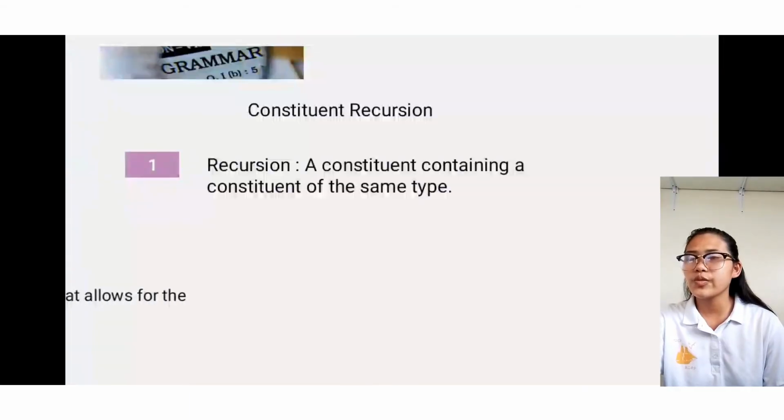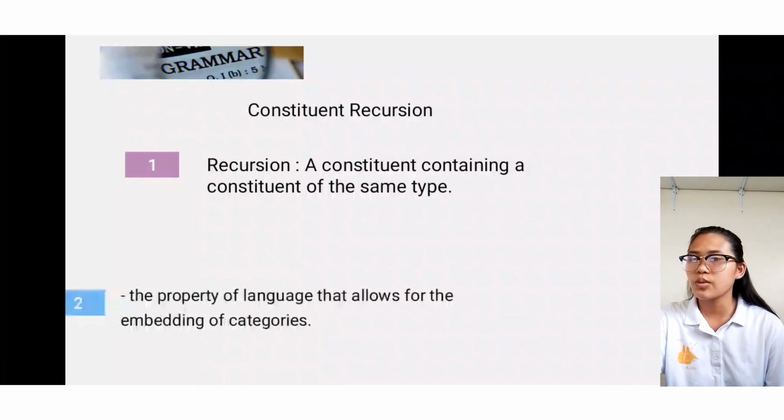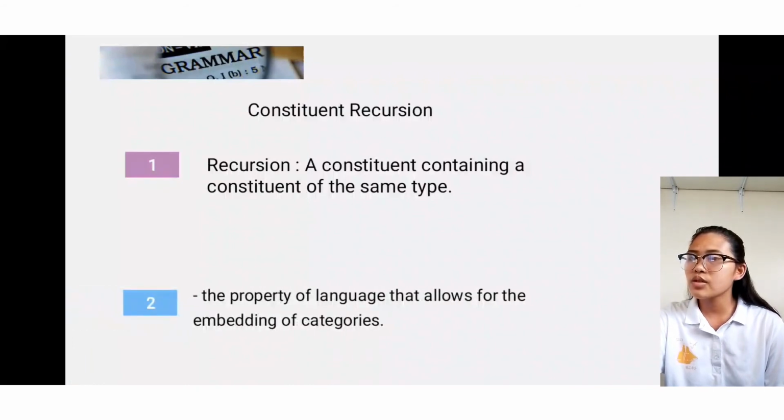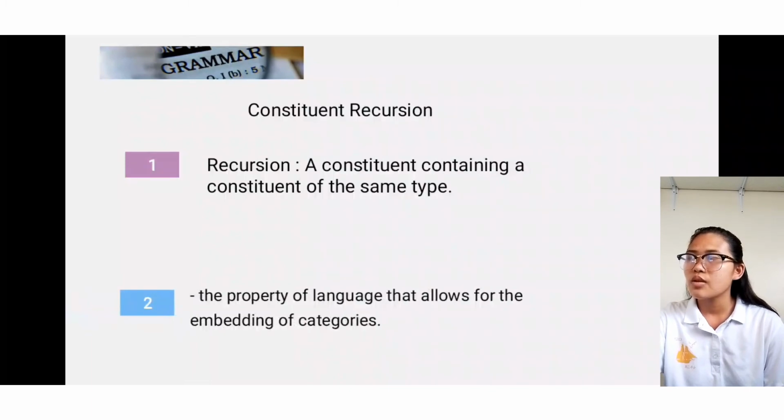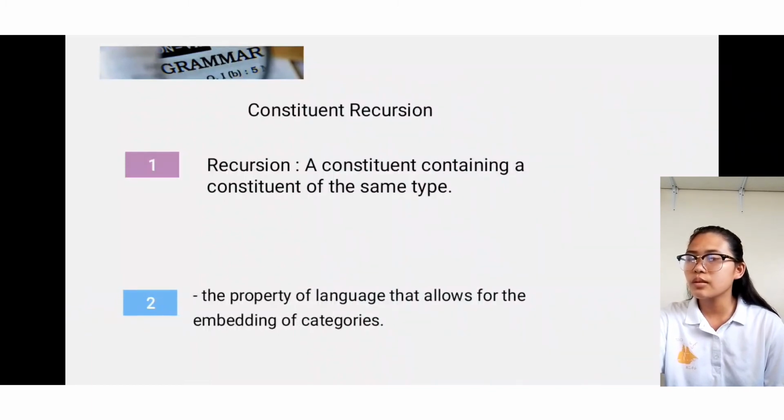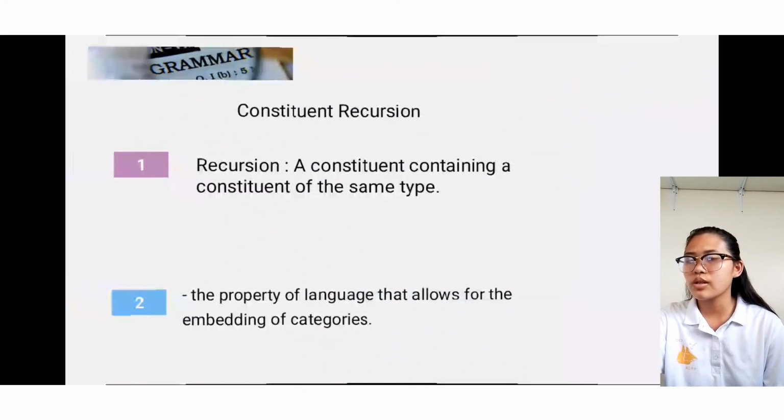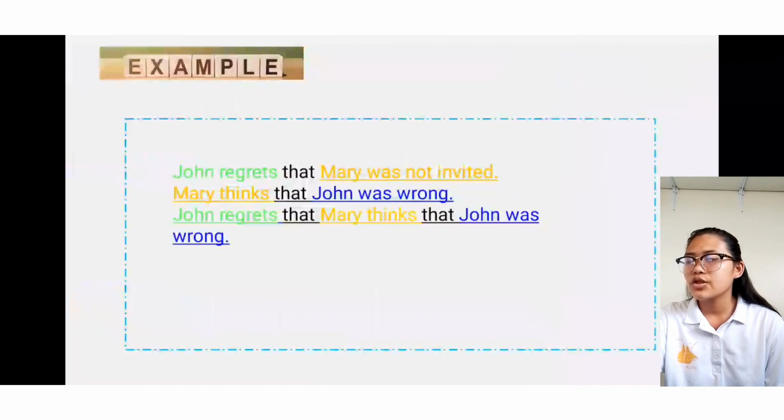In this topic, let us focus on recursion in a constituent. Recursion is a constituent containing constituents of the same type. In another meaning, it is the property of language that allows for the embedding of categories. Embedding means that something can be fixed or attached. As you can see from the example, John regrets that Mary was not invited. Mary thinks that John was wrong.